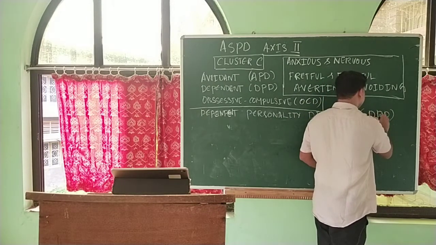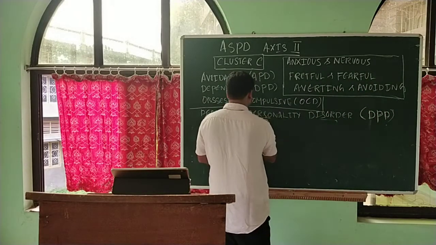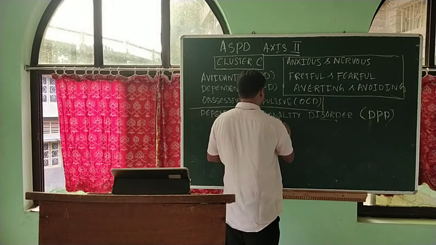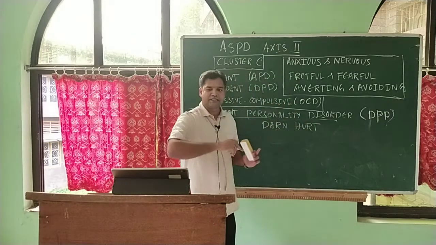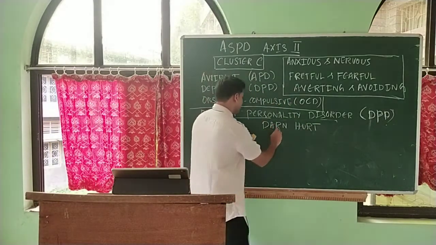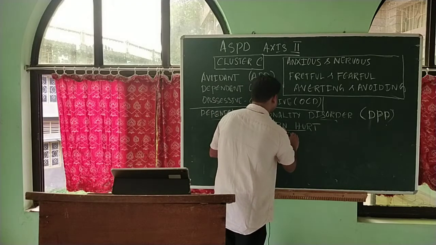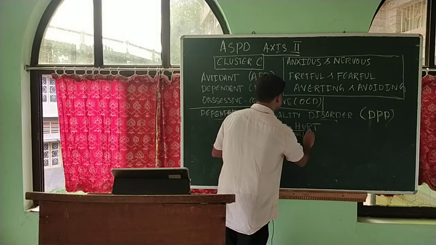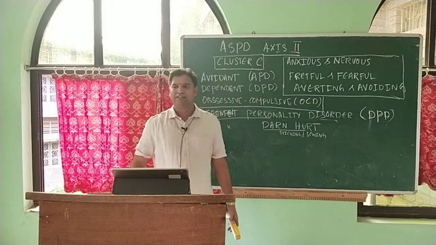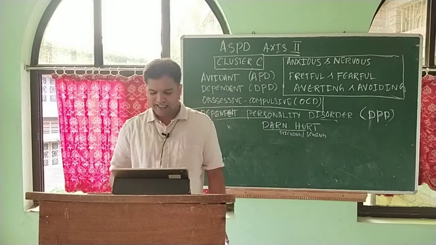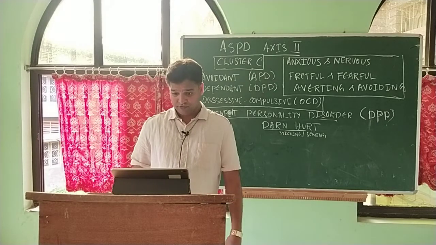DPD. DARN HURT. DARN means stitching or sewing. The hurt needs to be healed. They have a lot of woundedness and they need relationships to nurture them, to nourish them, to protect them.